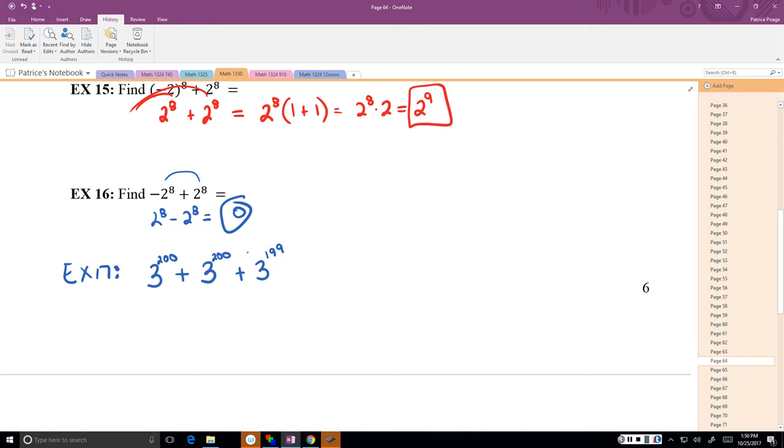Bear with me. So we're going to add 3 to the 200 plus 3 to the 200 plus 3 to the 199. So I'm going to have, what's the most 3's I could take out of those? 3 to the 199. And that's going to leave me with, right here it leaves me with 1 3 left over. Here it leaves me with a 3 left over. And here I took it all out, so it just leaves me with a placeholder, right? And so I have 3 to the 199 times 7.